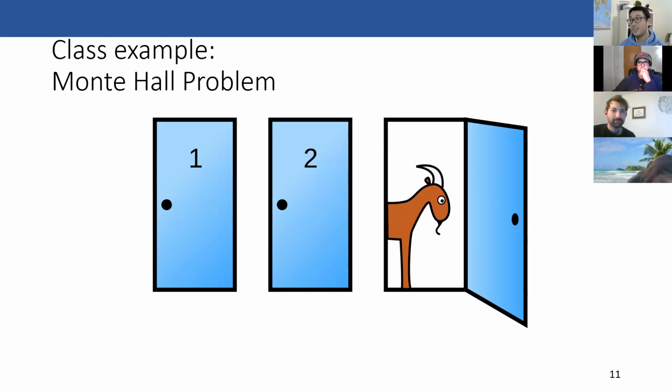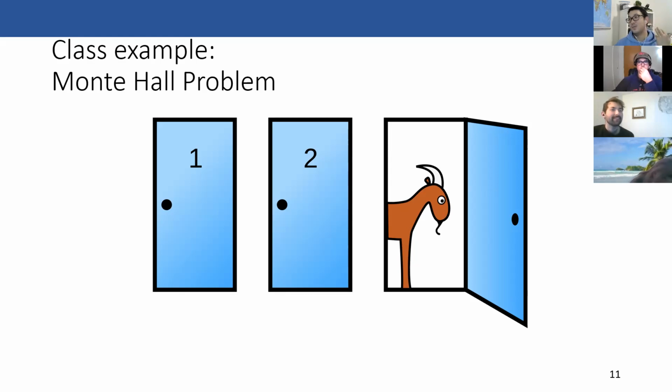And so what I'm going to do now is I'm going to open one of the doors that you didn't choose. So I open door number 1, and I show you, hey, look, there's a goat here. Okay, and I close the door, and then I'm going to say, would you like to switch your choice from door 2 to door 3?